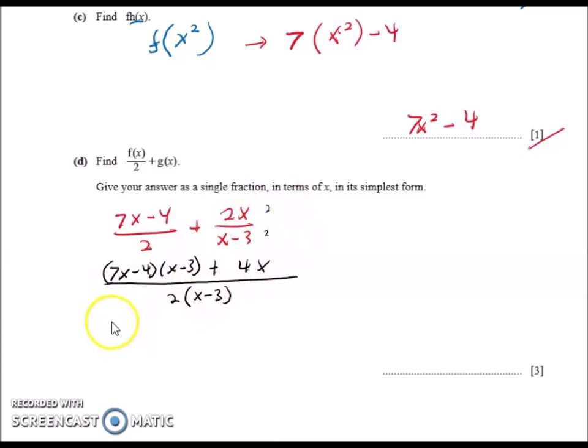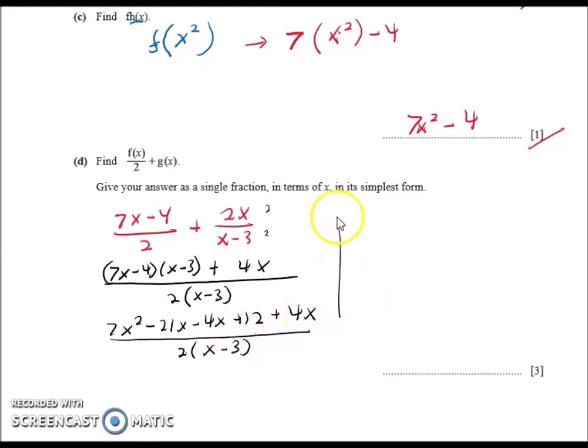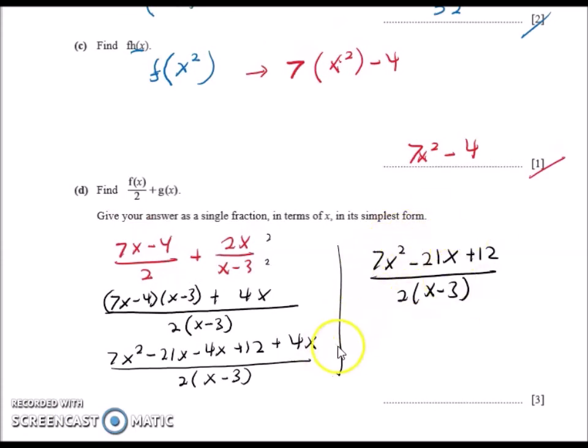So you'll be getting here 7x squared minus 21x minus 4x plus 12, and plus 4x, and divided by 2 over x minus 3, and then we have to simplify this. We will be getting here the simplest form. It has been simplified, and you will be obtaining 3 marks over here. I hope you are okay with this question. So now we move on with the next question.